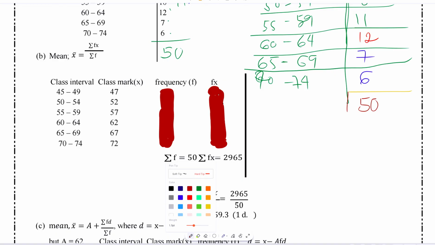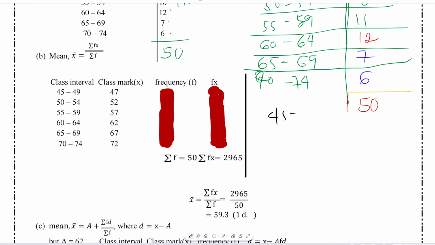Now if you look at the next one, okay, now look at the class mark. I told you the other time how to get your class mark. To get your class mark, you just do 45 plus 49 divided by 2. So if you add 45 plus 49 and you divide it by 2, you are going to have what? 47. If you do the next one, divide by 2, you're going to have what? 52. Now once you get these first two, you don't need to be adding again.